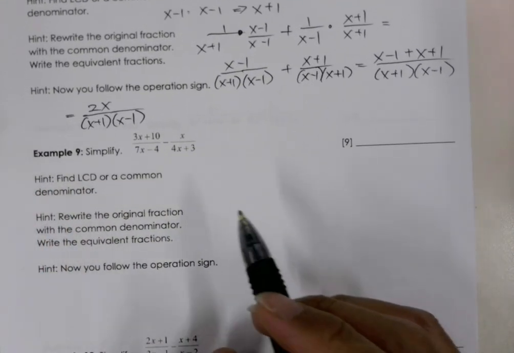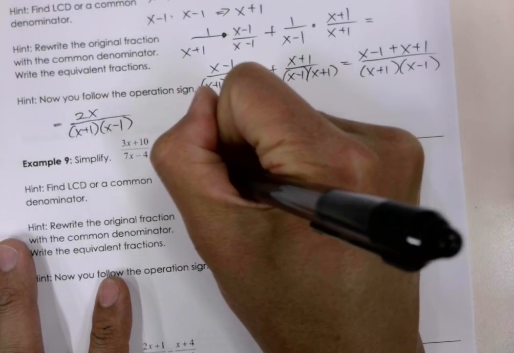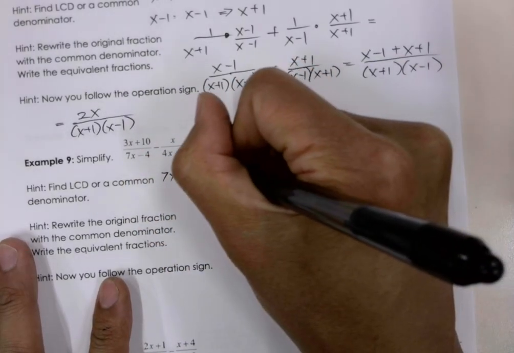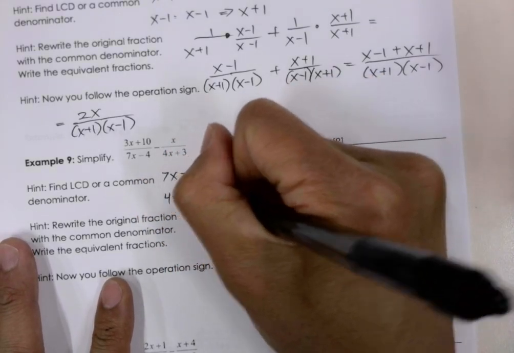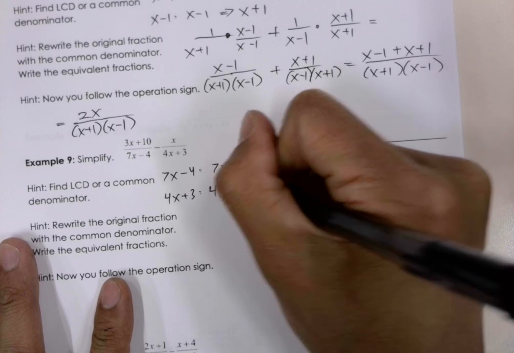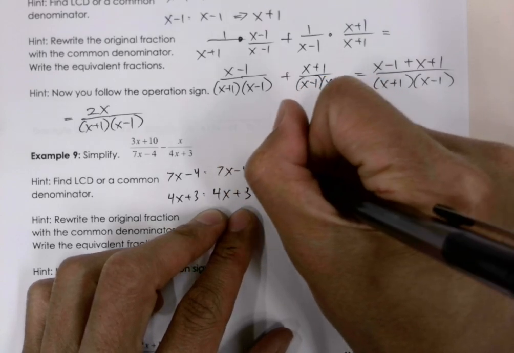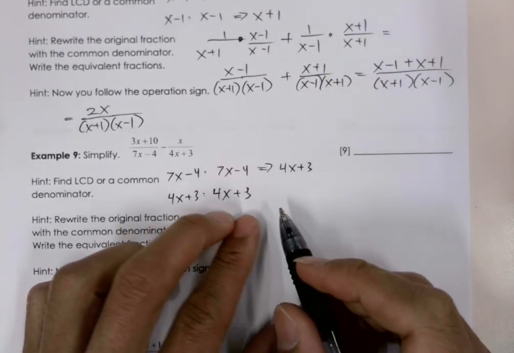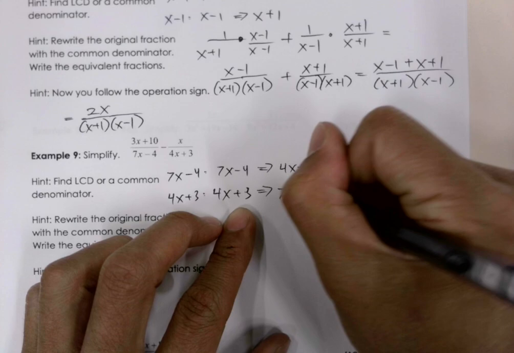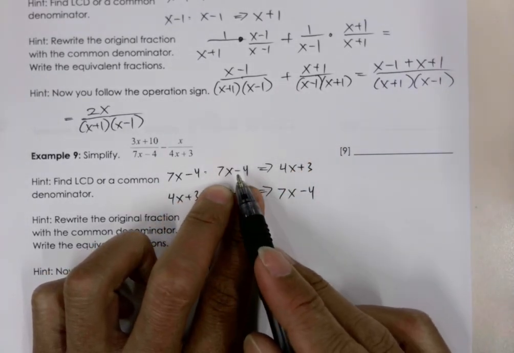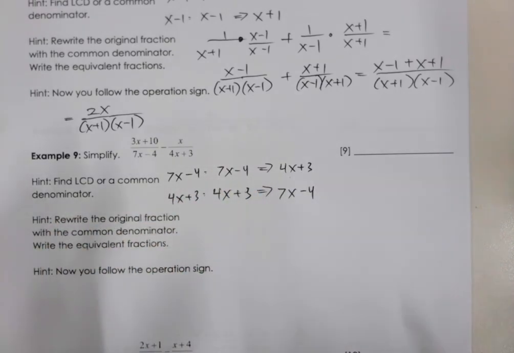Alright, let's do one last one for the video. So here we've got to list our factors. The first denominator is 7x minus 4, and its factor is 7x minus 4. Our second denominator is 4x plus 3, and its factor is 4x plus 3. So now what's missing from this set of factors that's present here in this bottom set of factors? It's 4x plus 3. And what's missing from this bottom set of factors that's present in the set of factors on the top? It's 7x minus 4. So I need to multiply this denominator by that factor. I need to multiply this denominator by that factor to get the same denominator.